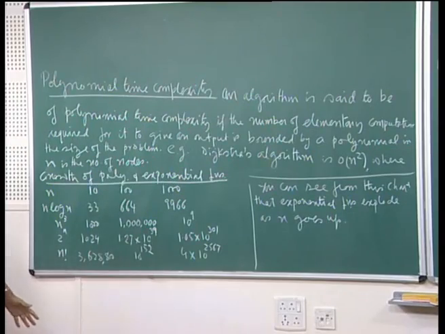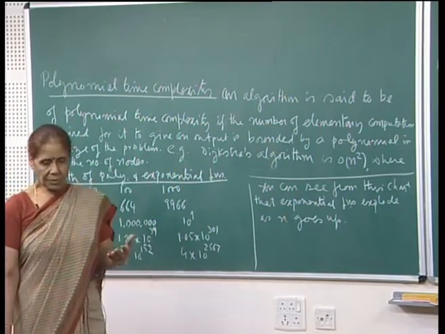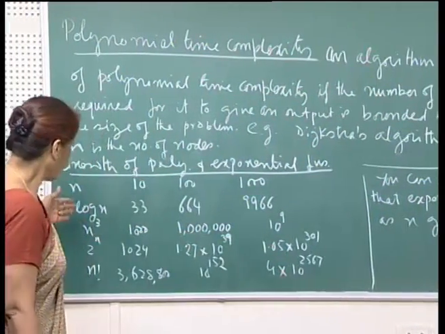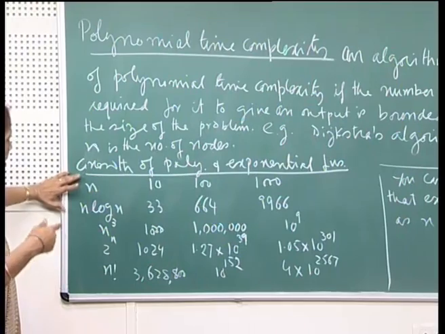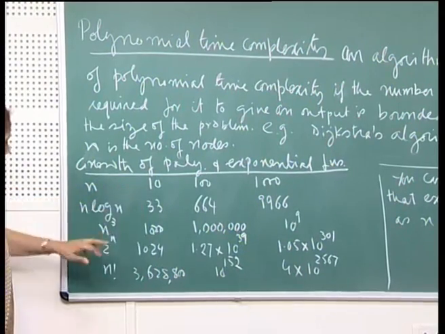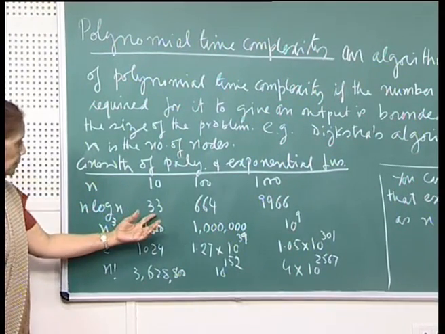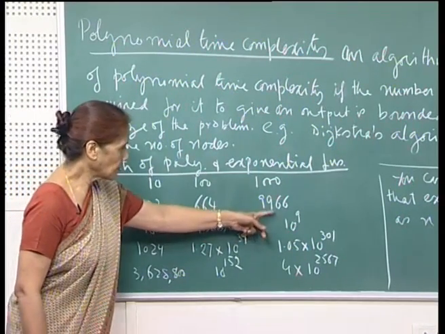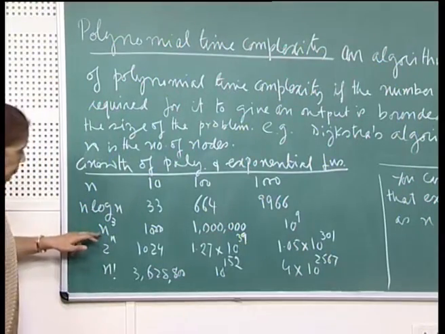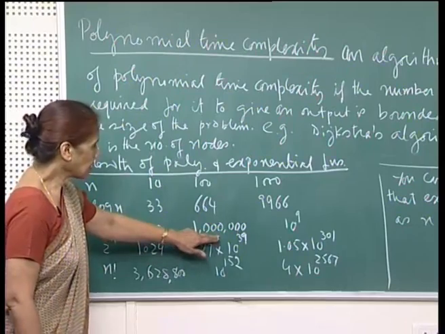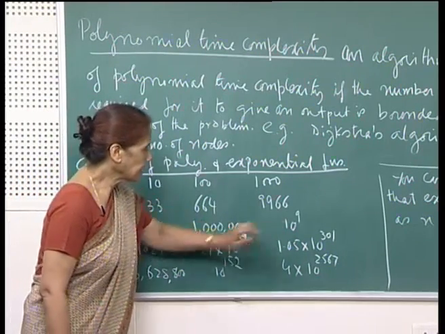Now, why this focus on polynomial time algorithms? You can see by this small chart I have given you, comparing the growth of polynomial and exponential functions. If you take n to be 10 for example, then n log n would be 33, and this will be 664 and 9966. And if we look at n cube, that again is still reasonable: 1000, then 100,000, 1 million and 10 raised to 9.